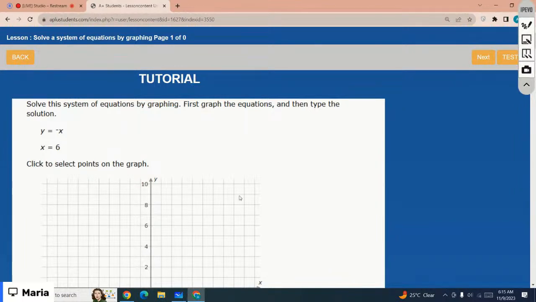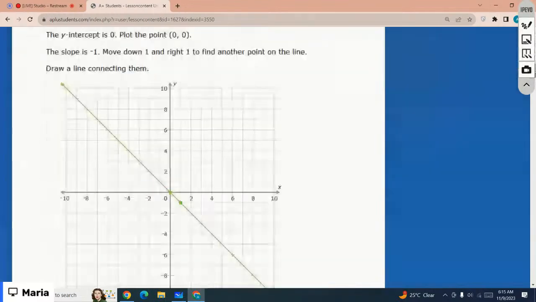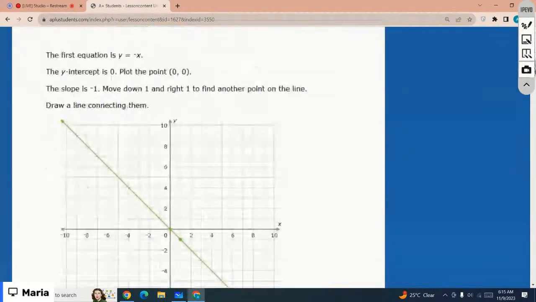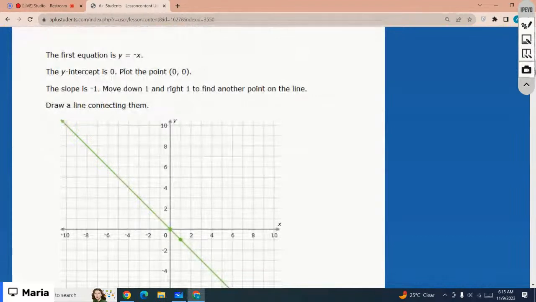So the first equation is y equals negative x. The y-intercept is 0, right? Passing through the origin. The slope is negative 1, that means move down 1 and right 1. You want to connect 2 points and make a line.